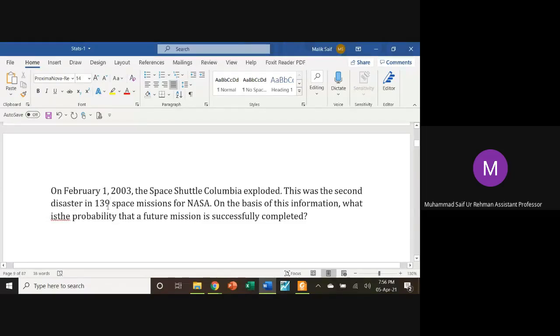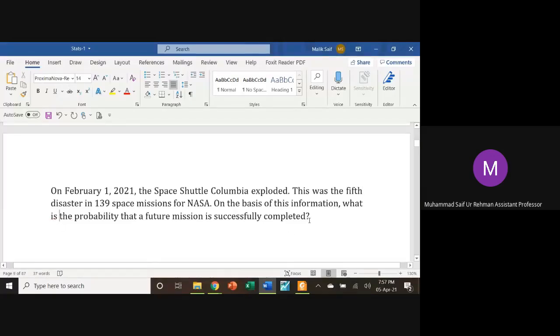So let's say, in 2003, on February 1, the space shuttle Columbia exploded. Let's say this is the information. You may say that this was the fifth disaster in 139 space missions for NASA. On the basis of this information, if NASA sends its mission in space in future, what will be the probability that the space shuttle will explode?